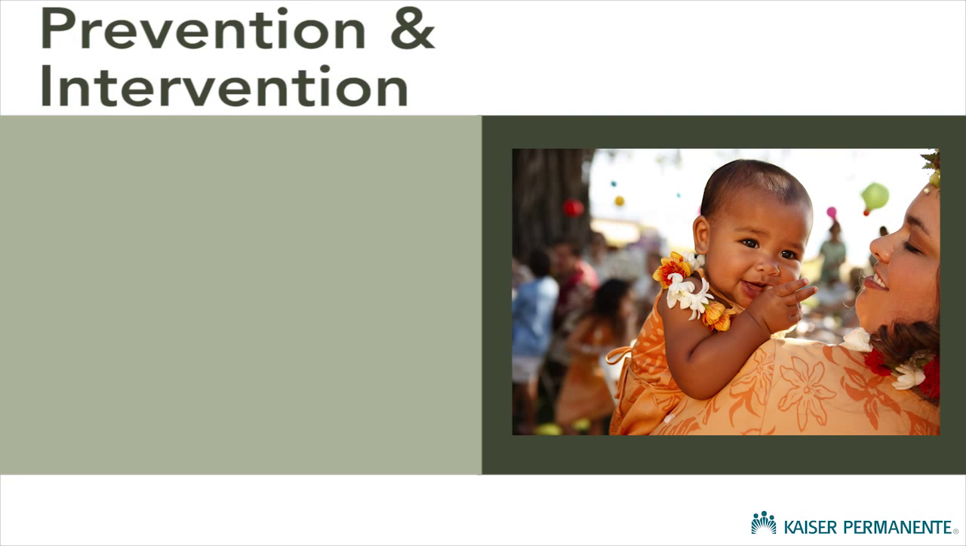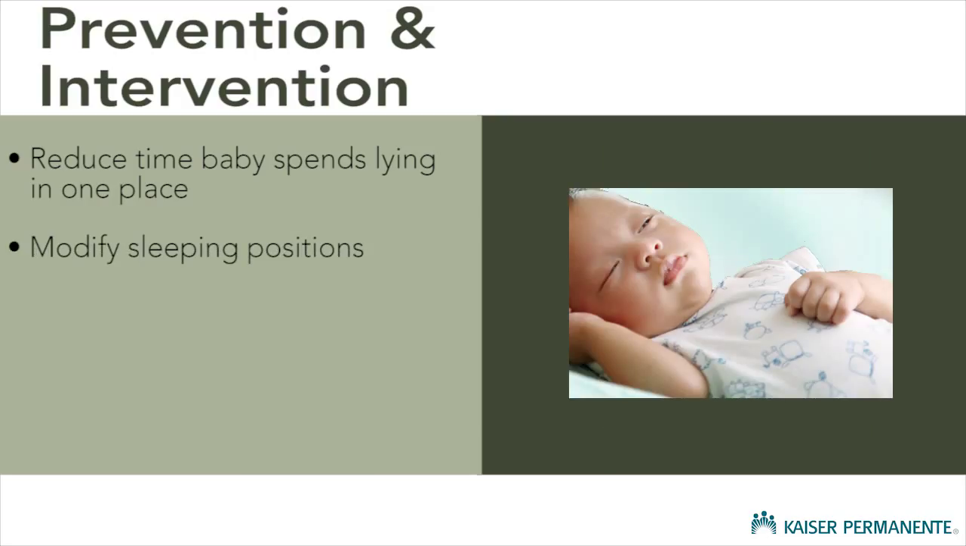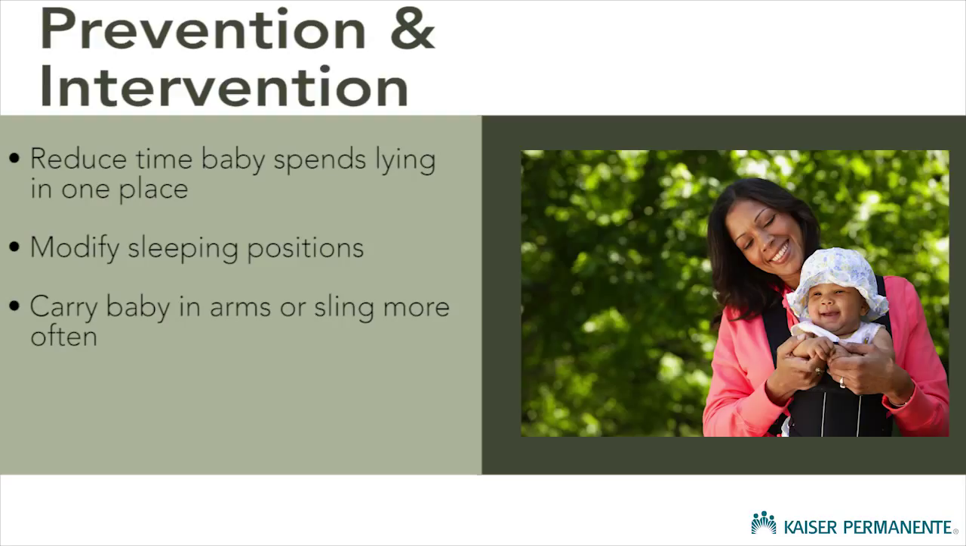The following can prevent and may decrease flattening. Reduce the amount of time your baby spends lying in one place. This includes on a mattress, in a car seat, on the floor, or any firm surface. Modify sleeping positions. All babies should be put to sleep on their backs. You can change positions by placing your baby's head at the opposite end of the crib on alternate nights. This will encourage your baby to turn his or her head a different direction every other night when he or she turns towards the sound of your voice. Carry your baby in your arms, sling, or other carrier more often.